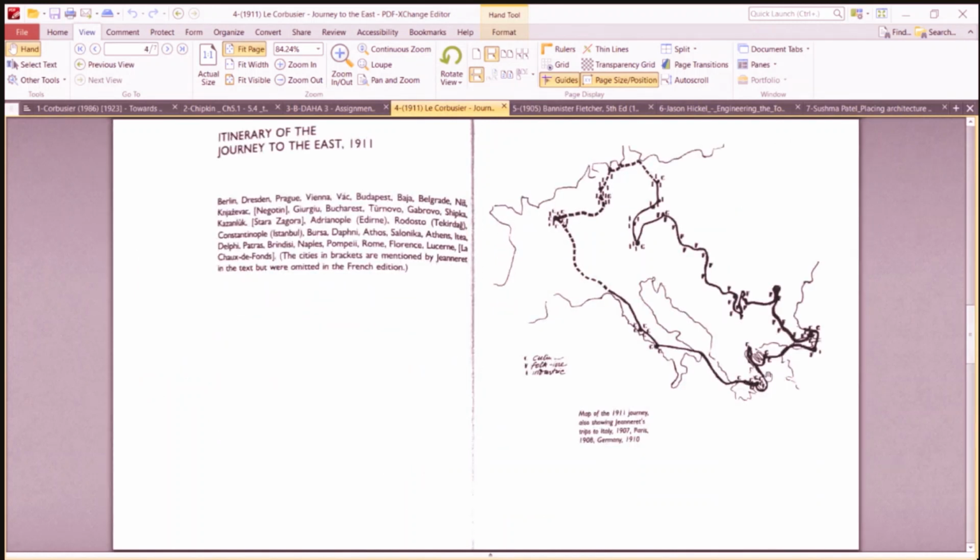We're just going to grab a little bit from what he says. This is his journey, where he travels from Paris through Eastern Europe, ends up in Istanbul, and goes back through Greece and Italy and back to Spain, right? His 1911 journey. He includes his trips to Italy in 1907 and Germany in 1910, so it is over a few years. But this is his travels, okay?